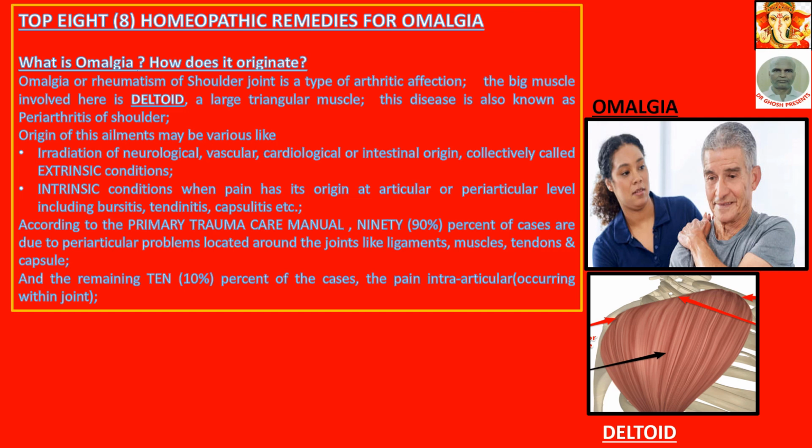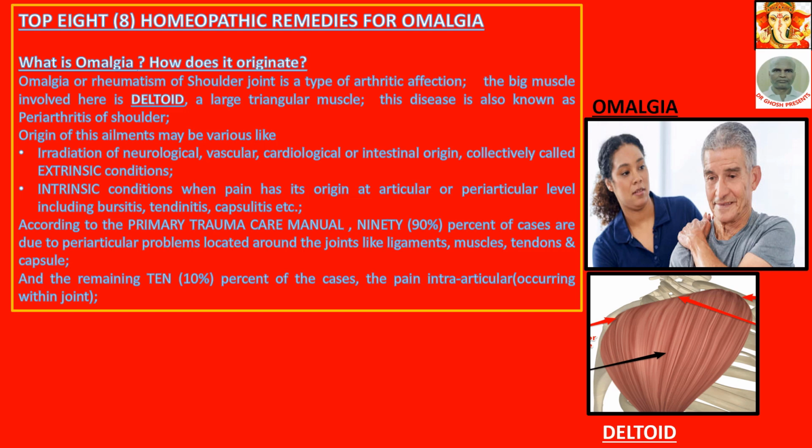Omalgia or rheumatism of shoulder joint is a type of arthritic affection. The big muscle involved here is the deltoid. The picture has been given right hand side below. A large triangular muscle. This disease is also known as periarthritis of shoulder.